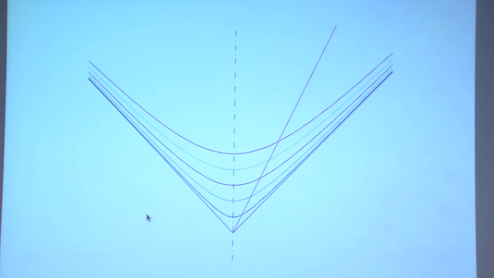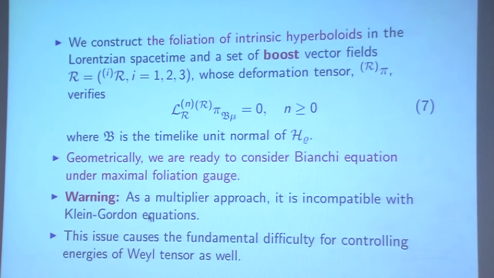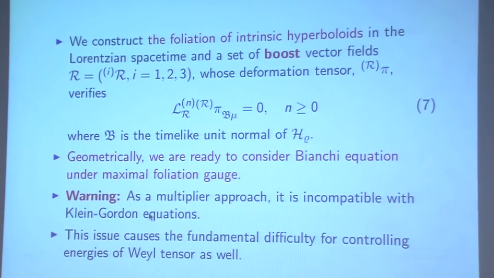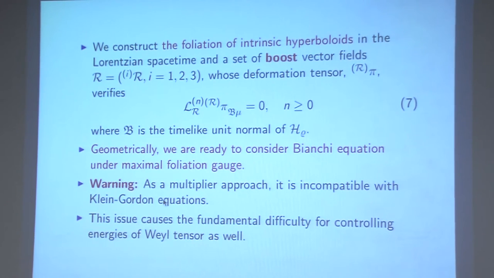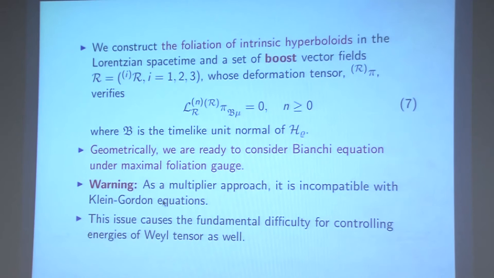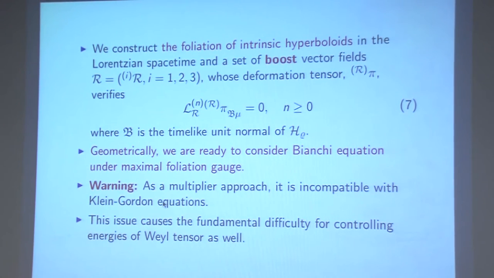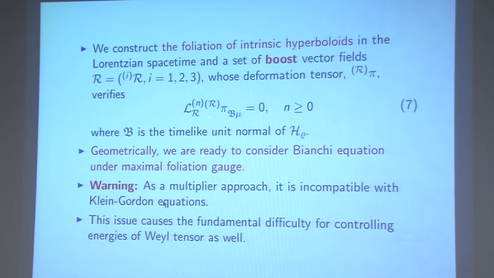Now, for the next page, I'm going to show the result of this construction. It's not the construction, it's the consequence. By introducing a foliation of intrinsic hyperboloids in the Lorentzian spacetime, we can construct a nice set of boost vector fields. And these vector fields satisfy this identity. Why do I call it nice? Because the Lie derivative of the deformation tensor of the boost, no matter how many orders you put, as long as it has one bad component, is zero.